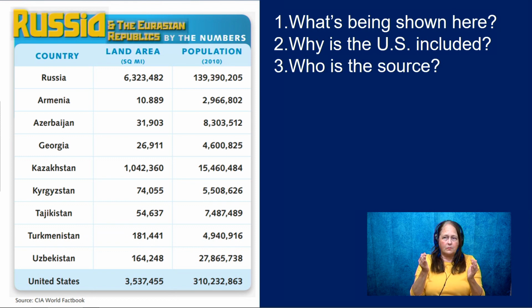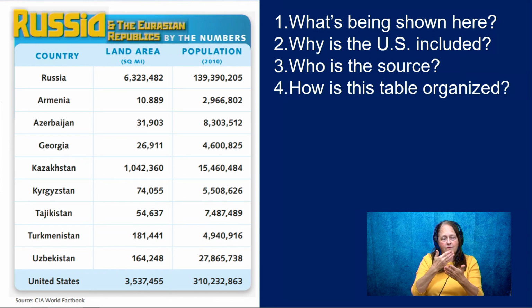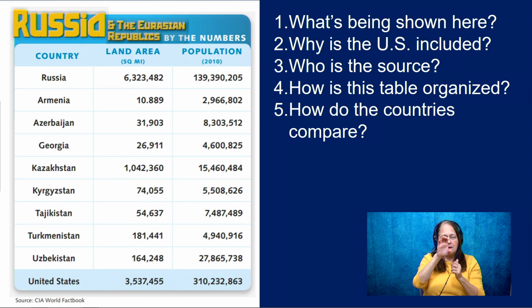Who's the source? Number 3, if you look down at the far bottom, it's the CIA World Factbook, which is a reputable source. This table is organized. You might think, well, they started with the largest country, but they did start with Russia, but then after that, the countries are in alphabetical order. So how did the countries compare? Well, we can look and see in terms of land area, the largest country is naturally Russia, and then beyond that, we've got the United States and then Kazakhstan.